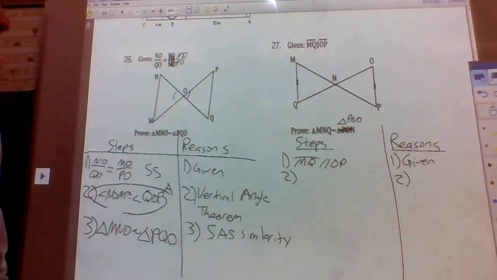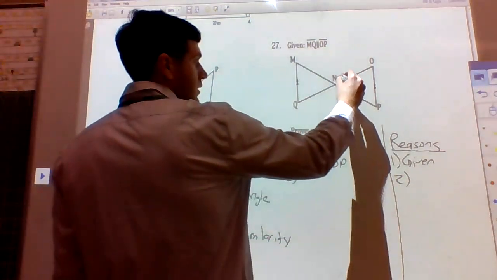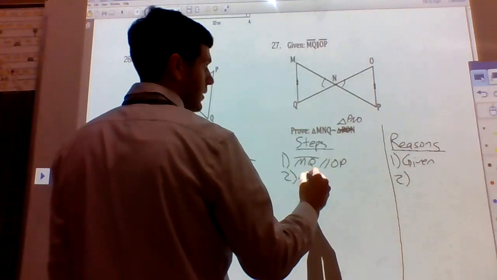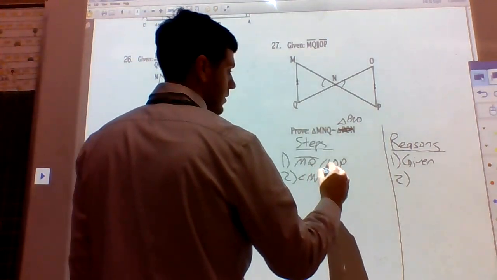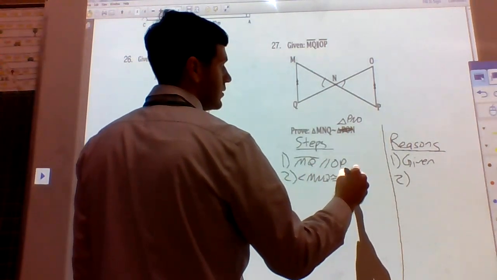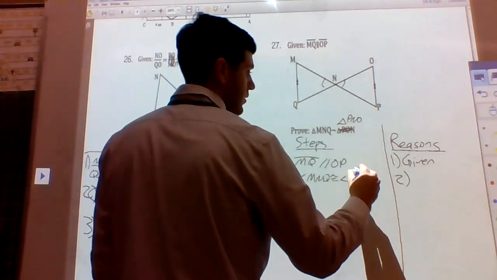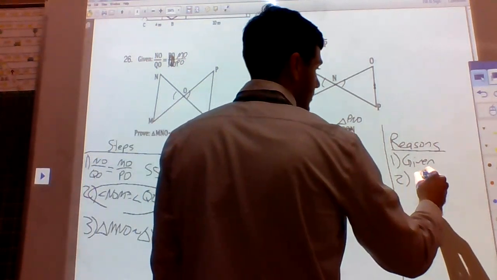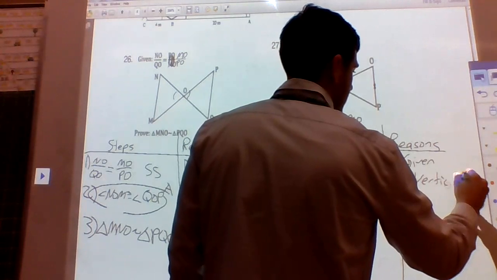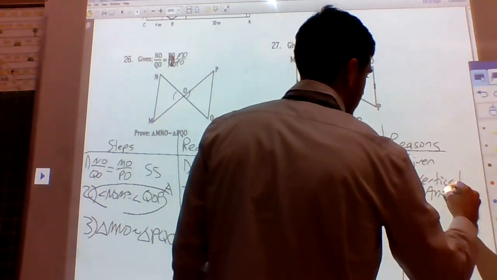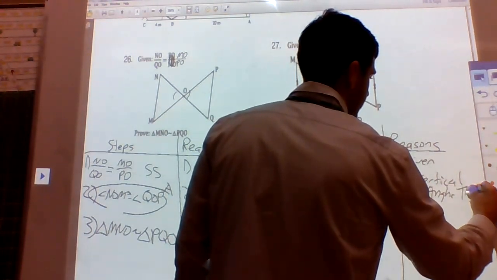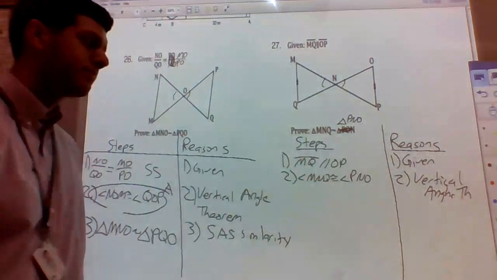So first thing we want to look for are vertical angles. We have vertical angles right here. So angle MNQ is congruent to angle PNO, by the vertical angle theorem, vertical angle theorem.